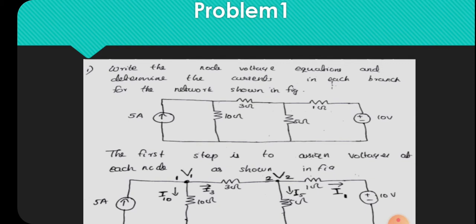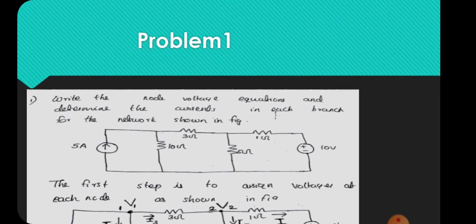So the nodes are 1 and 2. I have marked in this figure, and the voltages are marked as V1 and V2, and next we have to mark the currents. The 5 ampere current is flowing into node V1, and other currents are leaving node V1, and similarly when we consider V2, all currents are leaving V2, okay? So we can consider each node separately. First we will go to node 1, okay? So we can redraw node 1 like this.